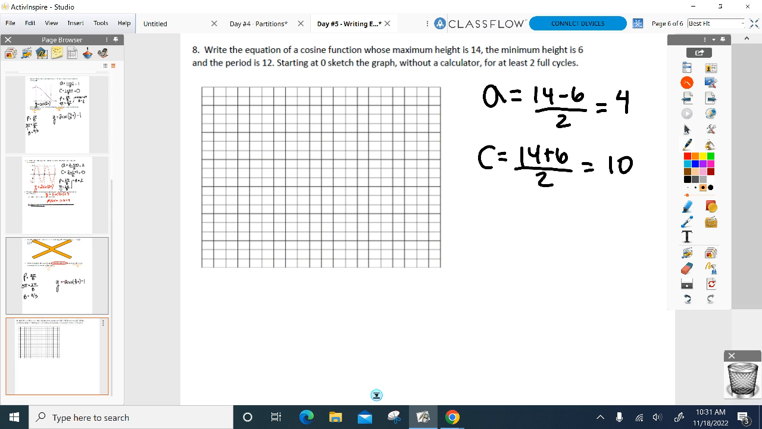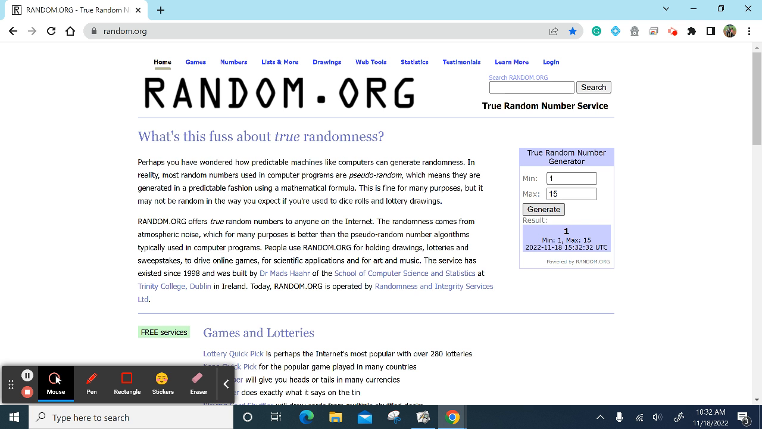Not going fast. B value. Got to use the period formula, and period is given here. The period is 12. 2 pi over B. The pi's don't cancel here, so let me know what you get for the B value.